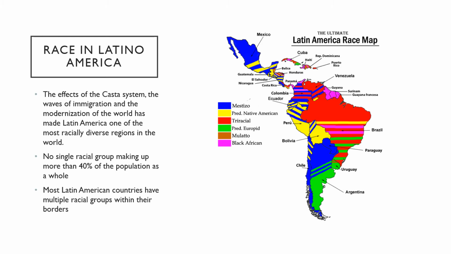The red represents triracial, so you could think of a mixture of three different races, most commonly Native American, Spaniard, and Black. But there are all kinds of other races that could be involved in those triracial groups. The bright green is predominantly European. When immigration came over, you had a lot of Spaniards and other waves of Europeans who came over. You'll see southern Argentina, the south of Brazil, and the Caribbean have some of that. The brownish color is mulatto, which we talked about was a mixture of Spanish blood and Black from Africa, and that mixture is throughout Latin America. And then the pink color is Black African, which you can also see throughout Central America, the Caribbean, Brazil, and parts of South America.